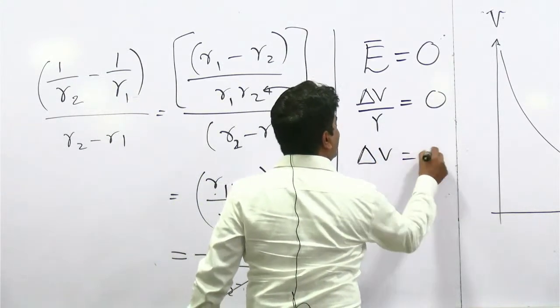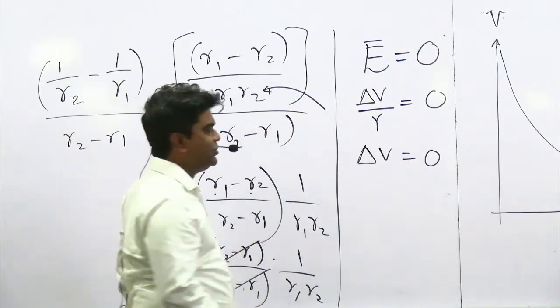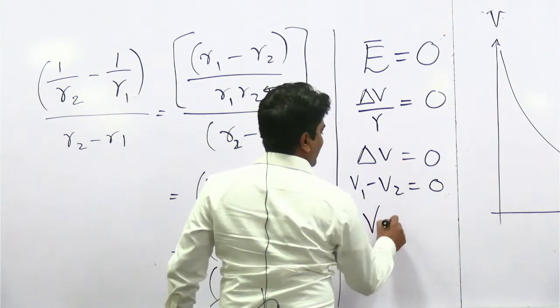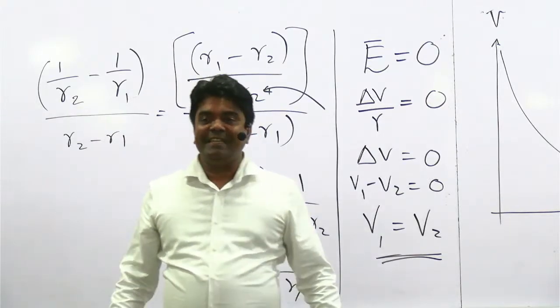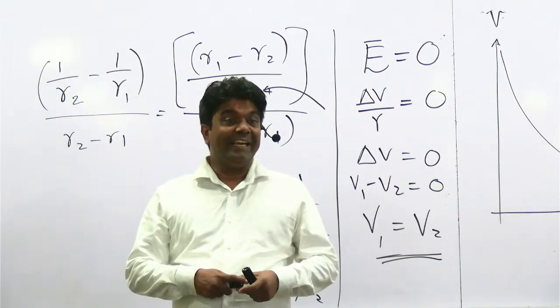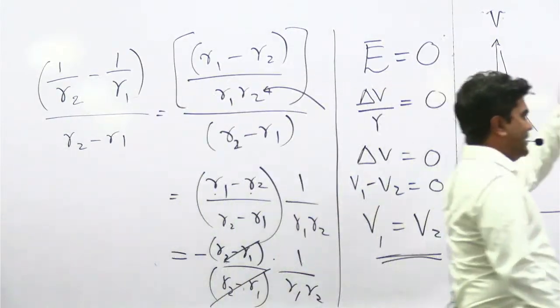Delta V equals 0. What does it mean? No potential difference. No potential difference means what? Potentials are equal. So we call it equipotential surface. Right? That is the next part of it.